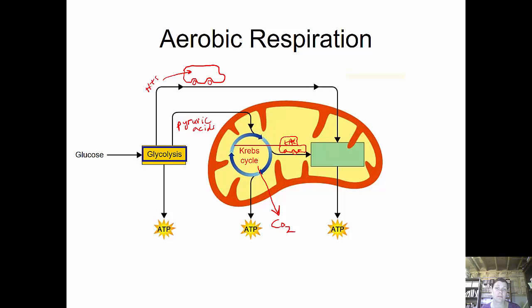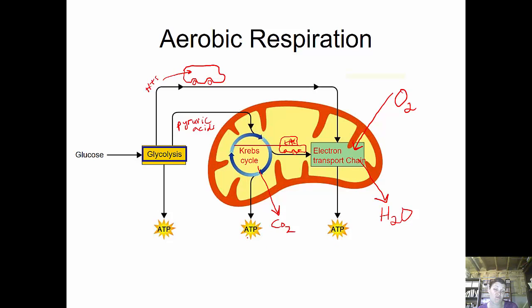Where do those H's go? Those H's come over here. What's waiting for them? Oxygen is waiting for those H's. And when the oxygen catches those H's, what comes out? Water. What do we call this process of oxygen catching the H's? We call it the electron transport chain. And it's from here that we get so many ATP.